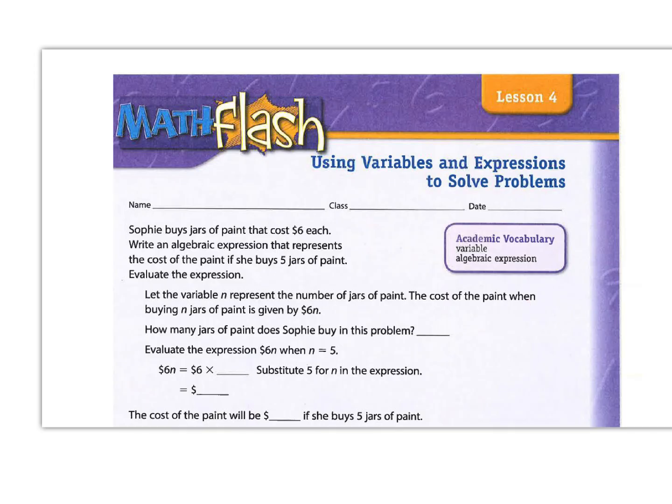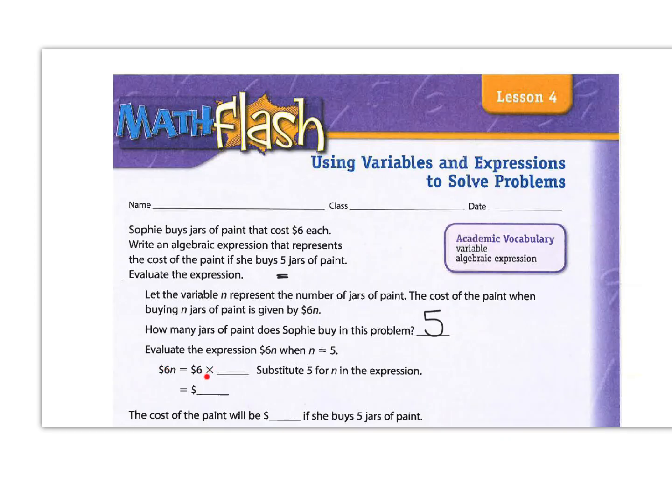The cost of the paint when buying n jars of paint is given by $6n. So 6n, which remember has a little multiplication sign in between there, invisible. So 6 times n. How many jars of paint does Sophie buy in the problem? Well, in the problem, it says she buys 5 jars, so we would write 5 right here. Then it says evaluate the expression 6n when n equals 5.